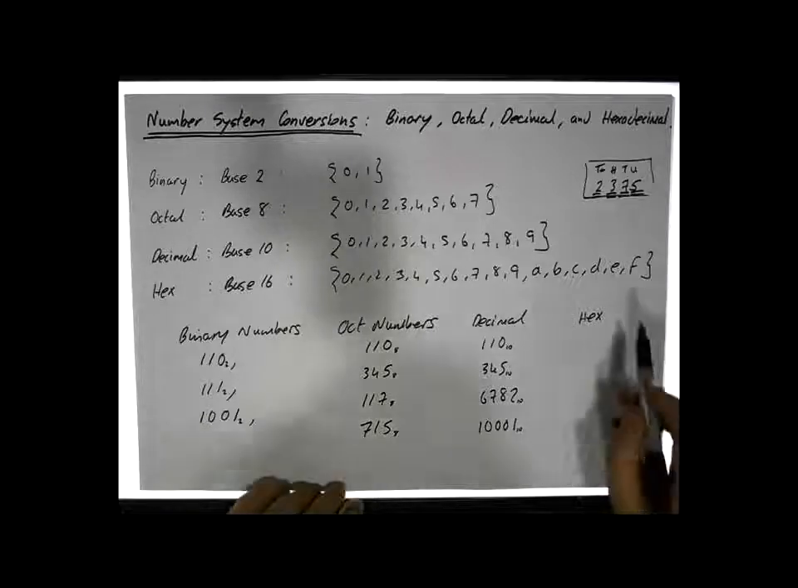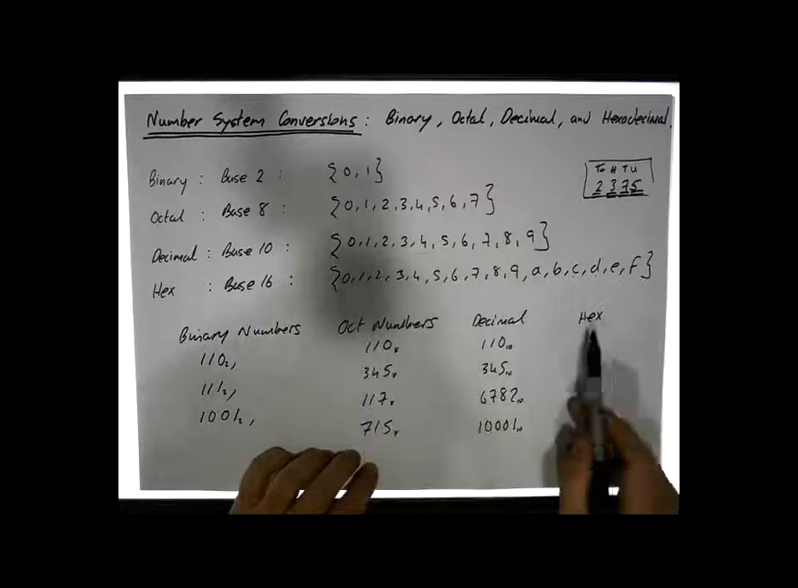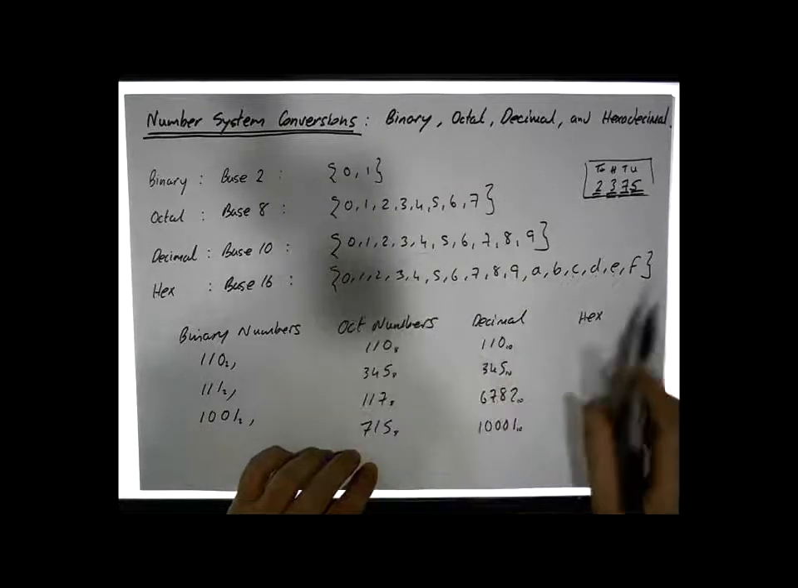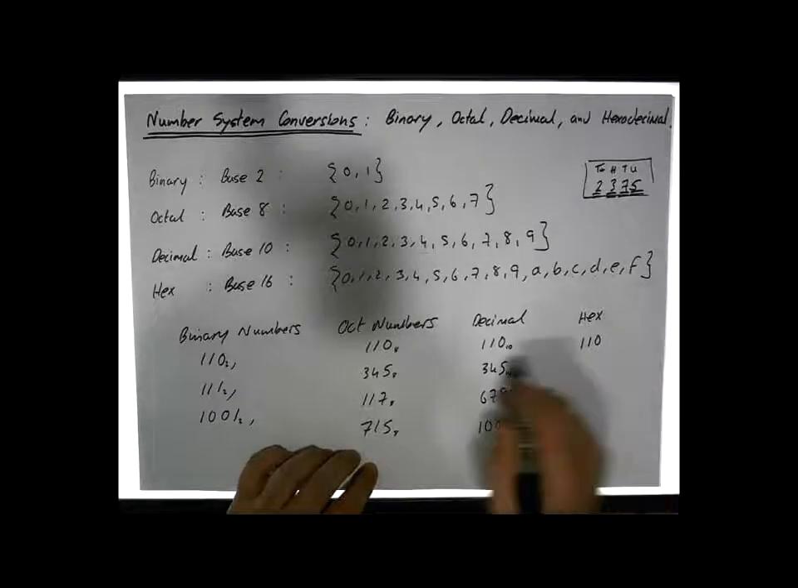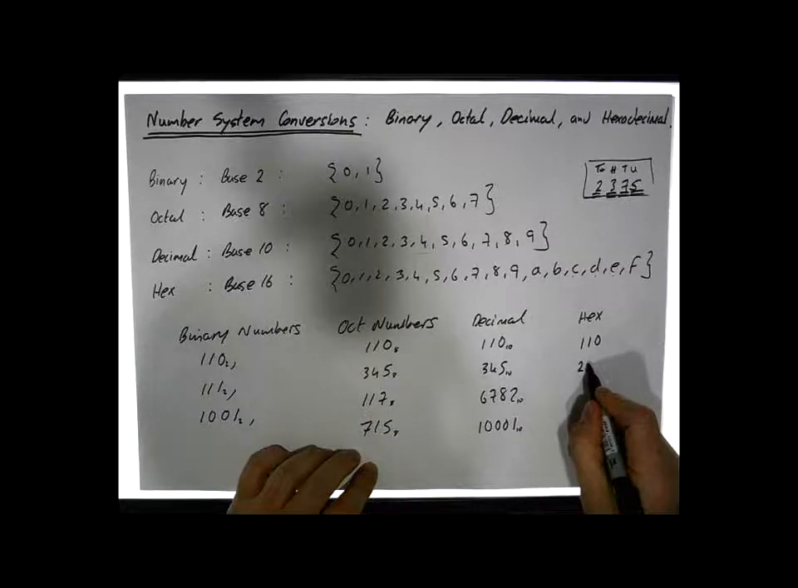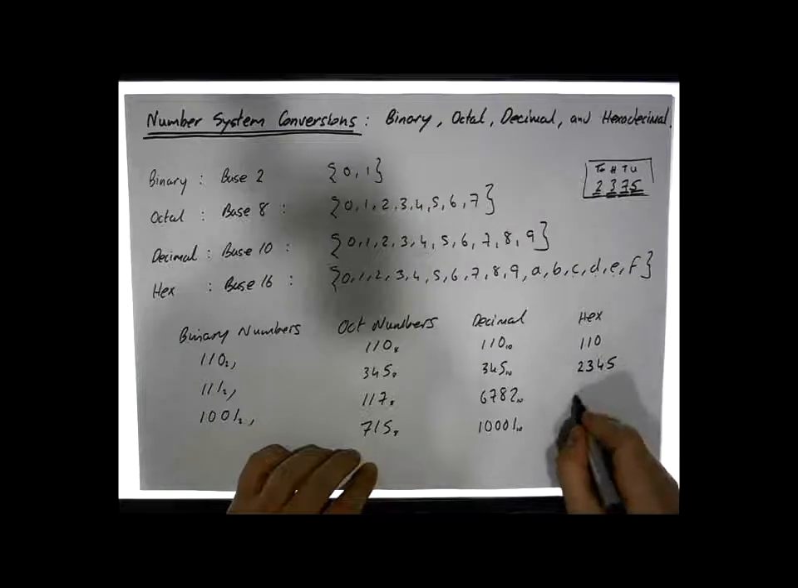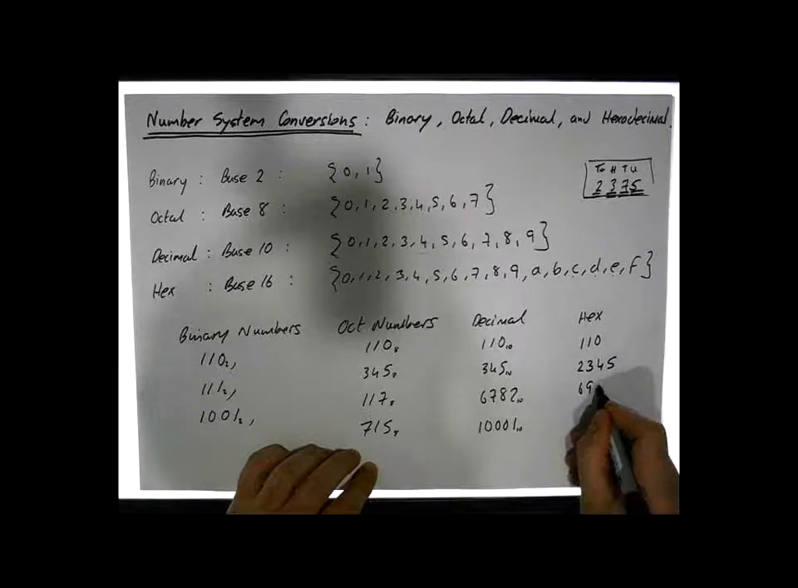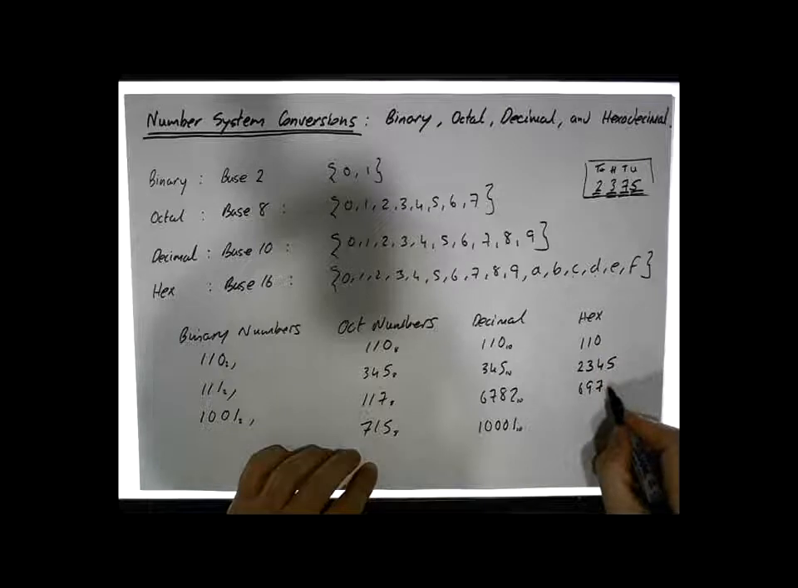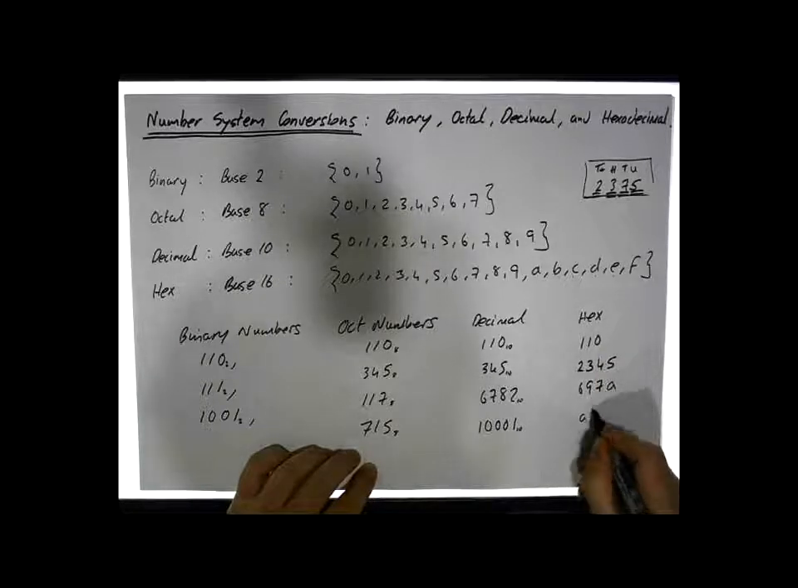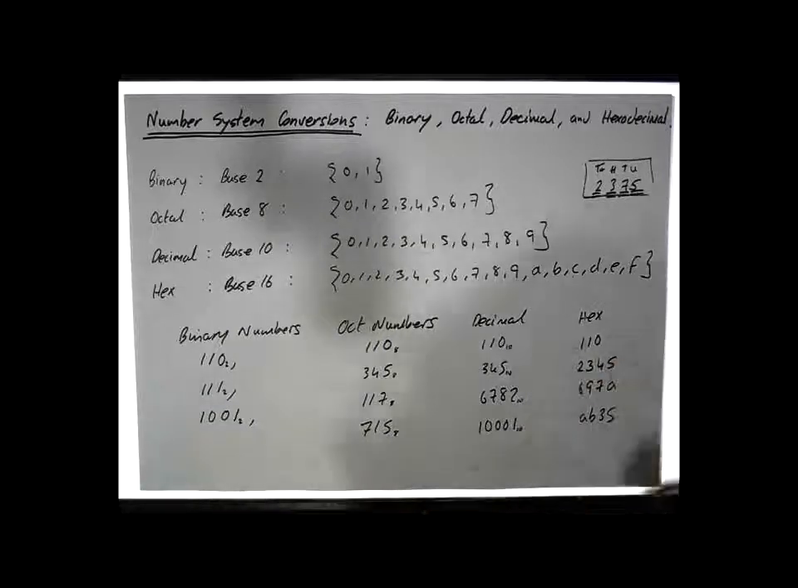Hexadecimal number systems are numbers taken from this set here. So we could also have 110, and we could have 2, 3, 2, 3, 4, 5, and we could have 6, 9, 7. Oh, and let's use some of these. We could have A, B, 3, 5. Okay, and what do these represent?